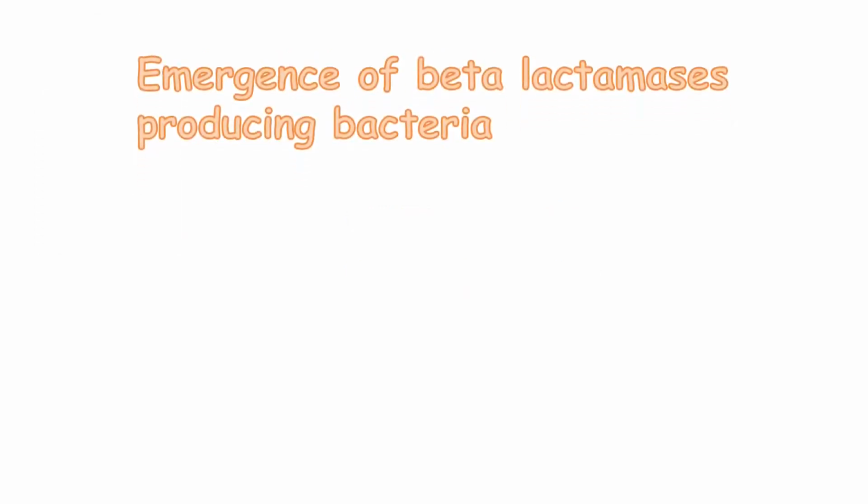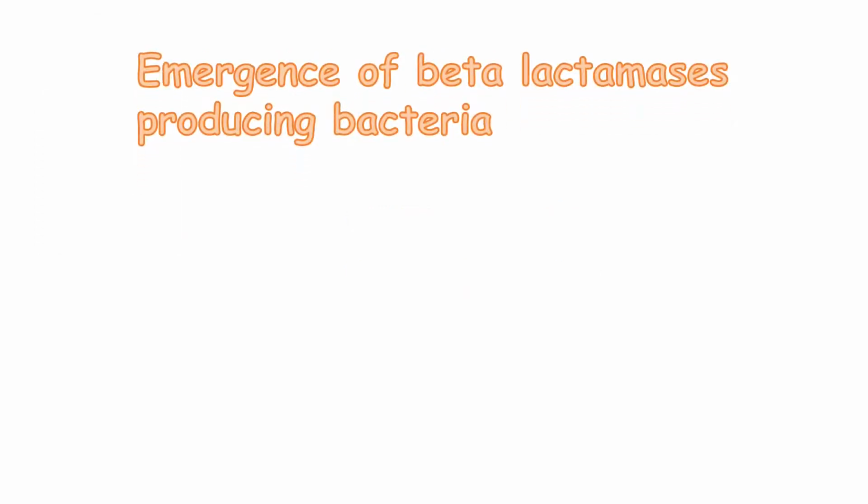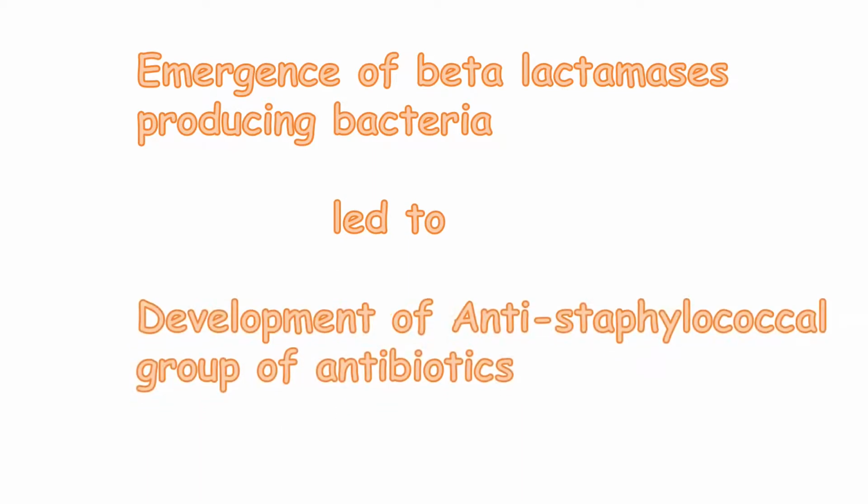Now we talk about antistaphylococcal penicillins. After the introduction of penicillin G, it worked very well in the beginning, but gradually there emerged a group of bacteria which had the capability of producing lactamase enzyme. This lactamase enzyme acts on the beta-lactam ring and breaks it down, producing penicilloic acid, which is a very ineffective antibiotic. This led to the development of semi-synthetic beta-lactamase resistant penicillins. These are the antistaphylococcal penicillins.